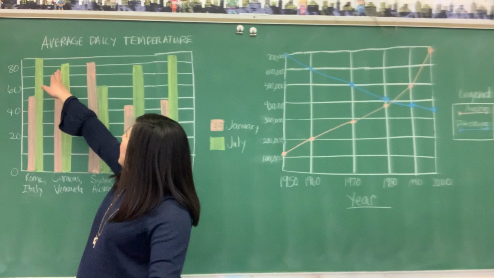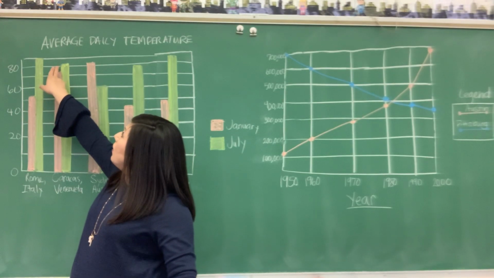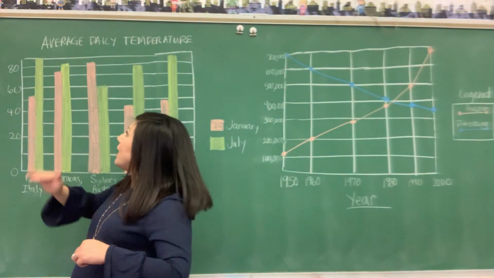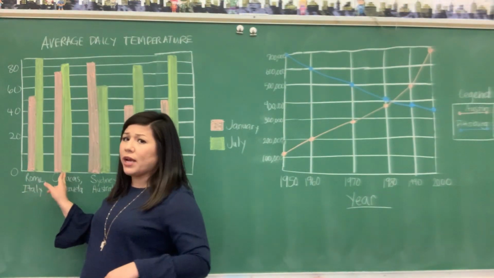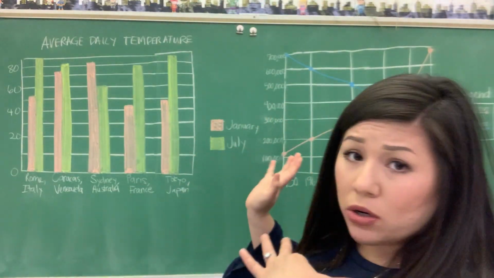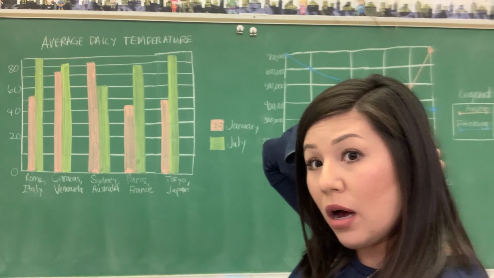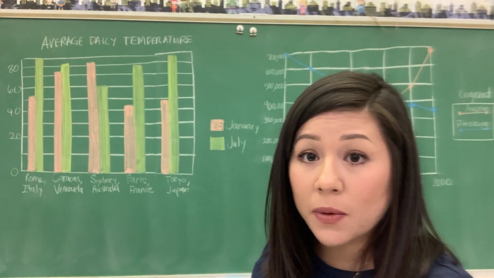Caracas, Venezuela. It actually has a very low range. It didn't really change much between January and July. It kind of stayed the same. One was a little past 80 degrees and the other one was a little past 70 degrees.